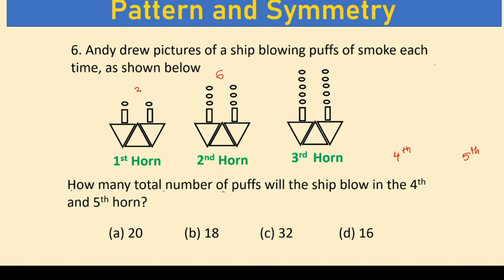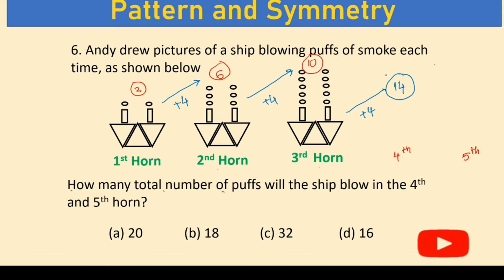In the second horn, there are 6 puffs. In the third horn, there are 1, 2, 3, 4, 5 times 2, 10 puffs. Can you get a pattern? Well, 2 to 6 is 4 points. Let's try to identify the pattern. 2 to 6 is 4 units and 6 to 10 is also 4 units. That means from 10 we'll add 4 to get the fourth horn, which will be 14.